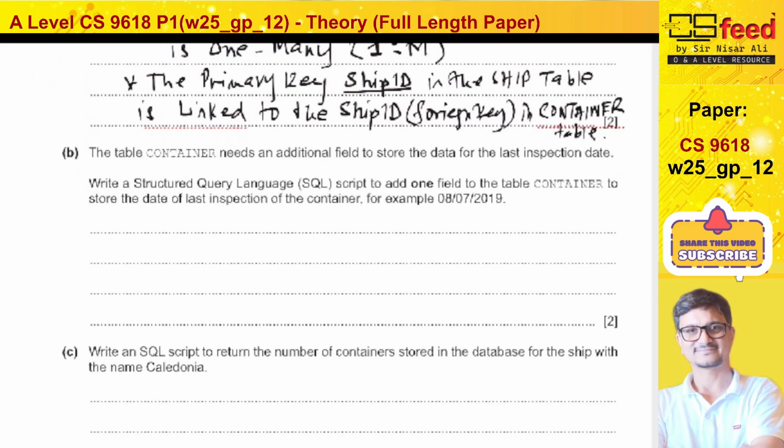The table container needs an additional field to store the data for the last inspection date. Write an SQL script to add one field to the table container to store the date of the last inspection of the container. Now we have to make a change to the existing table. So we write the answer as, whenever we change, we write ALTER TABLE. The table name is, in which table will we add this? In container.